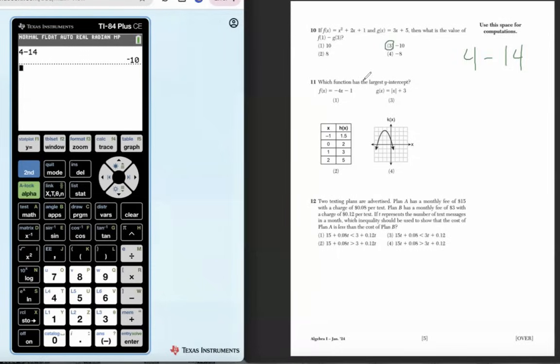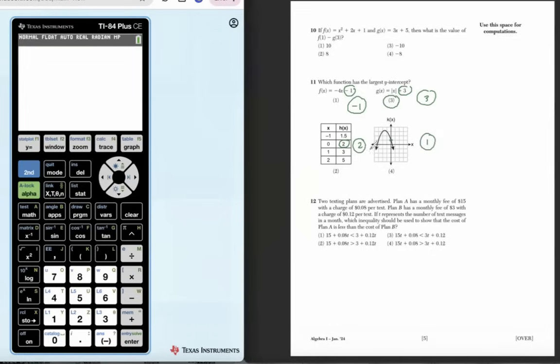Okay. Number 11. So we first need to figure out the y-intercept for each of these functions, right? So we can see here the y-intercept. The y-intercept for f of x equals -4x minus 1 is right here. That's the y-intercept. So we have -1. The y-intercept is going to be 3 for this one. The y-intercept is going to be 2 for this one. And the y-intercept here is 1. So the answer choice with the largest y-intercept is choice 3.